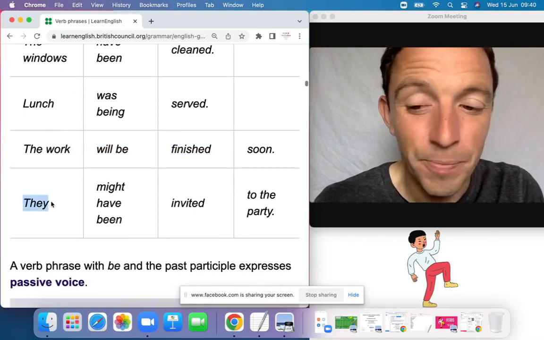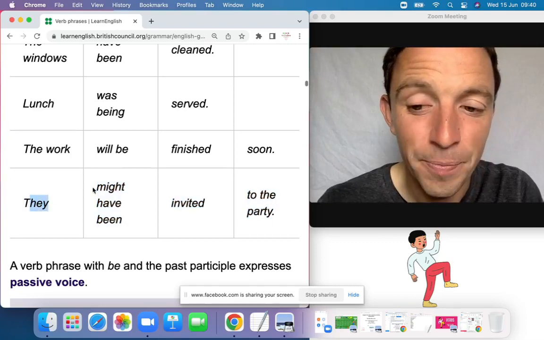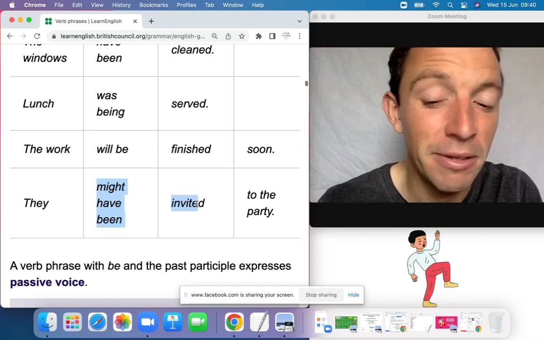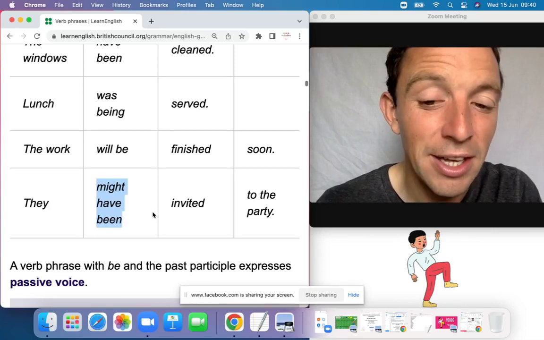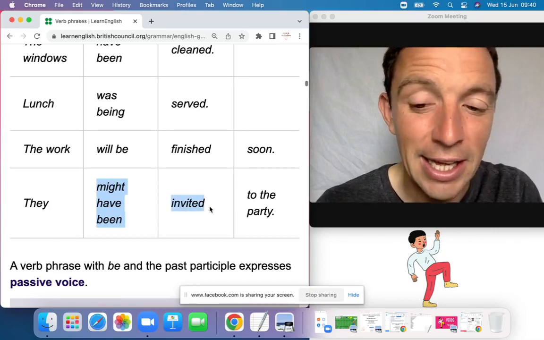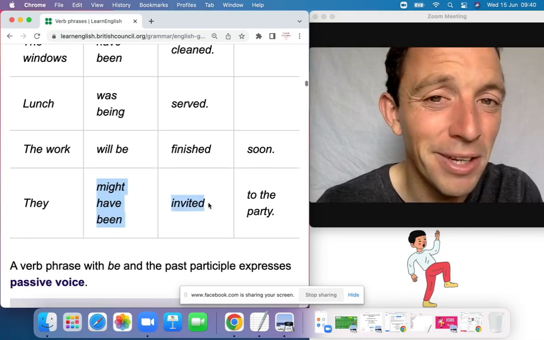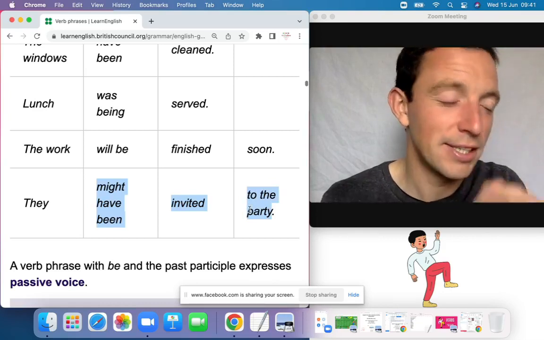Ooh, look at this one. They might have been invited to the party. They is the subject. Might have been is connected to the main verb invite, so might have been is the auxiliary verb in the present perfect with the modal plus the past participle, and this is considered the passive of the present perfect. I think to the party is the object, or the subject, well, the object in the sentence.